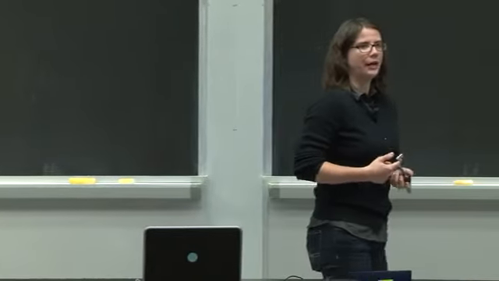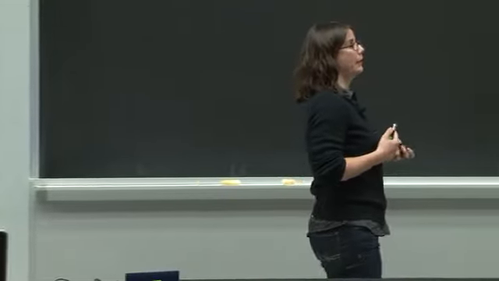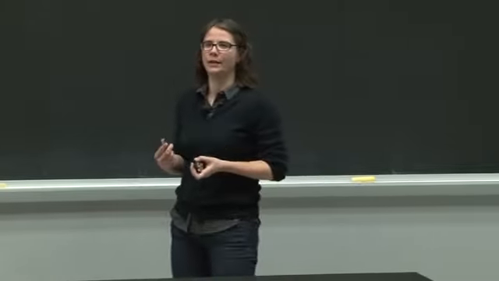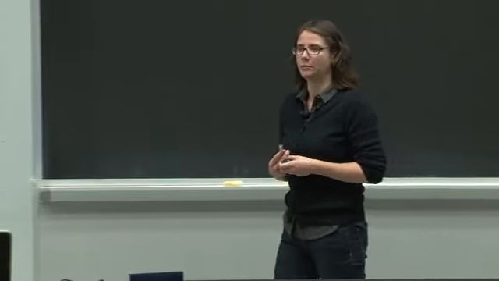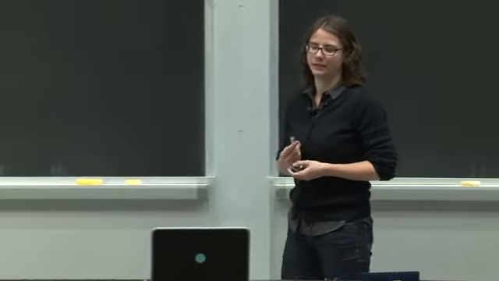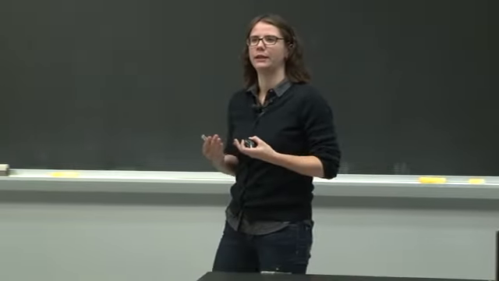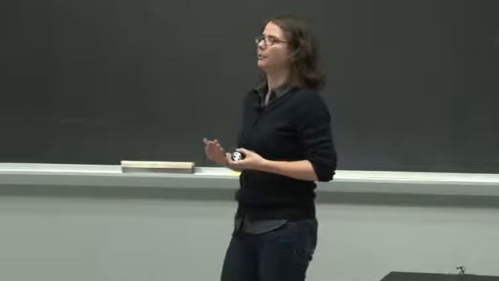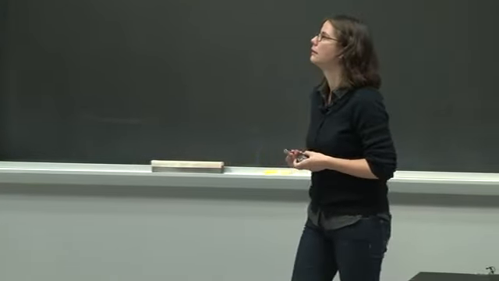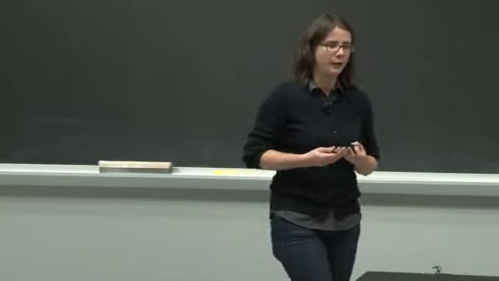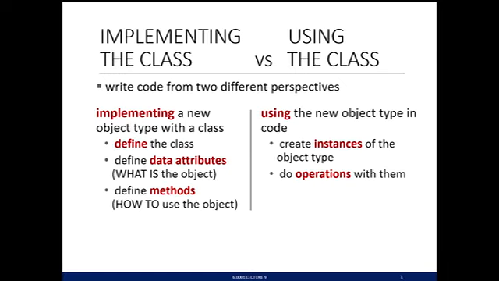Okay. In addition to data attributes, we also saw these things called methods. And methods were ways to tell someone how to use your data type. So what are ways that someone can interact with the data type? Okay. So that's from the point of view of someone who wants to write their own object type. So you're implementing a class. And the other perspective was to write code from the point of view of someone who wanted to use a class that was already written, okay?